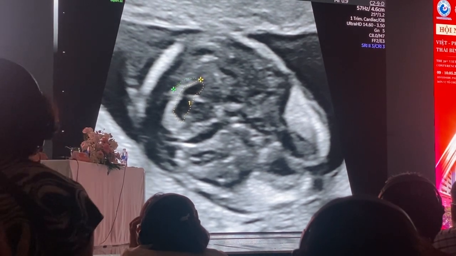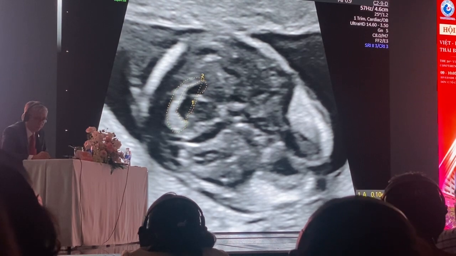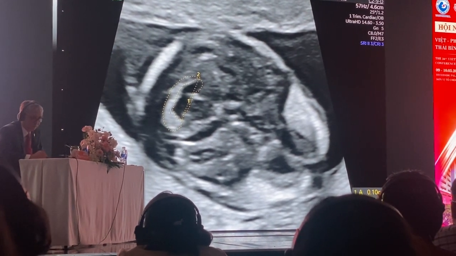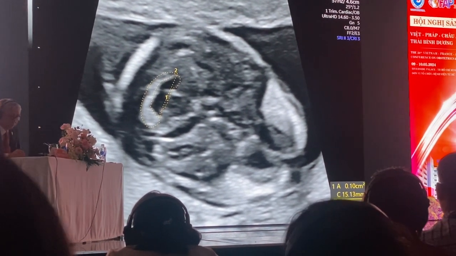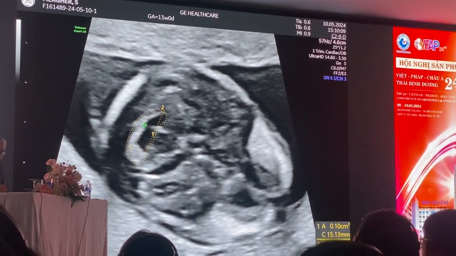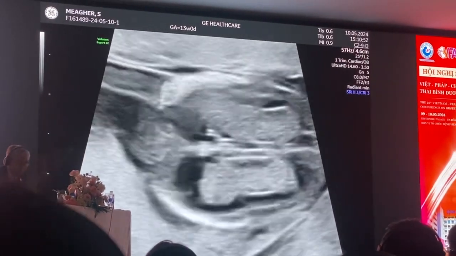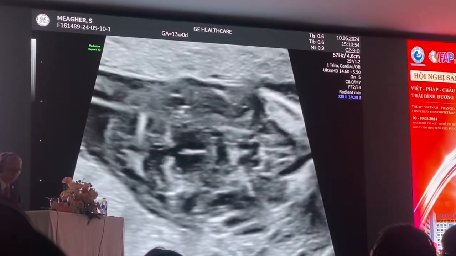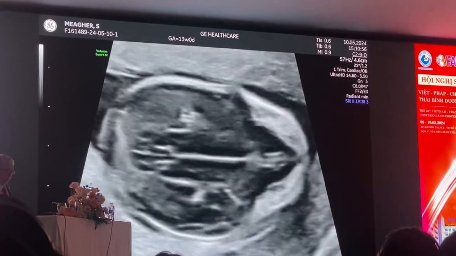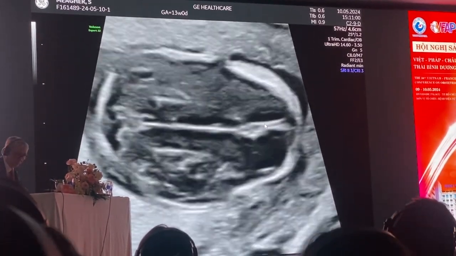And then lining the roof of the fourth ventricle is the choroid. So this here is the choroid. And then this here is the fourth ventricle. Is that what you meant? So I'm happy if you're asking me, do I think that fourth ventricle looks normal? Yes, it's normal. It's important that you see here the calvarium looks normal.